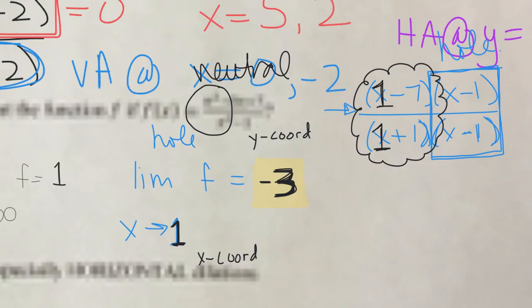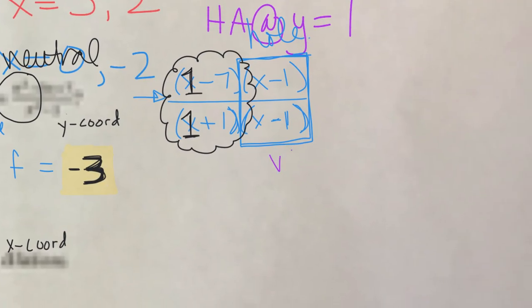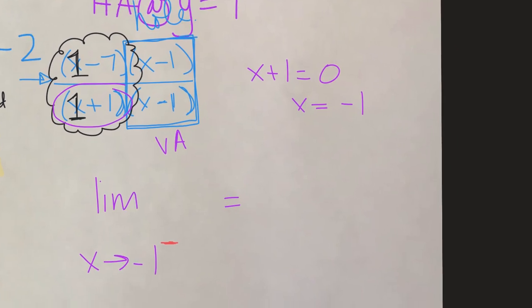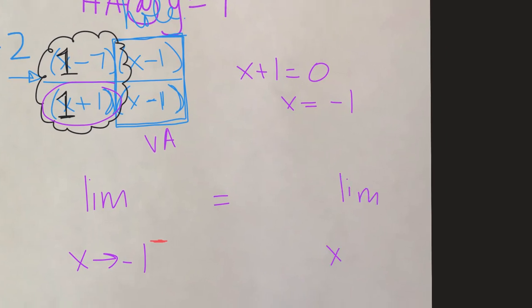Now, the last limit is for your vertical asymptote. Okay, the vertical asymptote is the thing that didn't cancel out. So we have a vertical asymptote at x equals negative 1. Sorry, that's some bad math. x plus 1 equals 0. So we have a vertical asymptote at negative 1, which means we have to have a two-sided limit. So negative 1 from the left, okay, we find that limit. And we find the limit as x approaches negative 1 from the right.